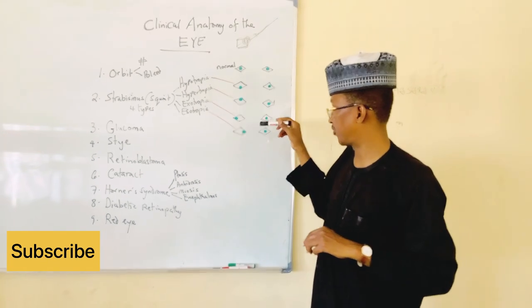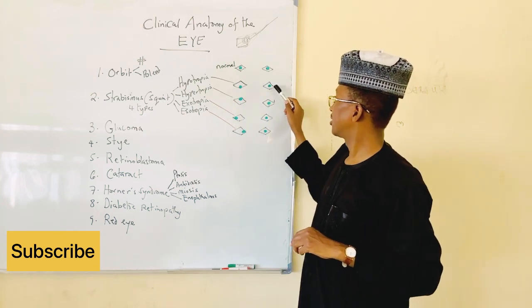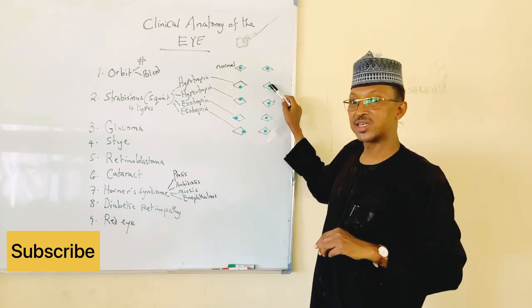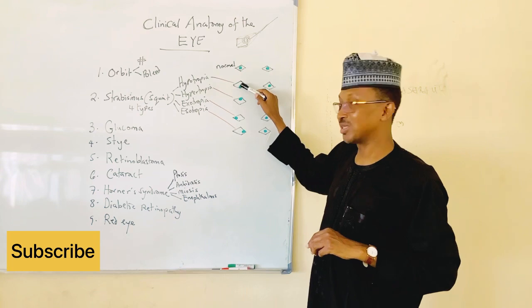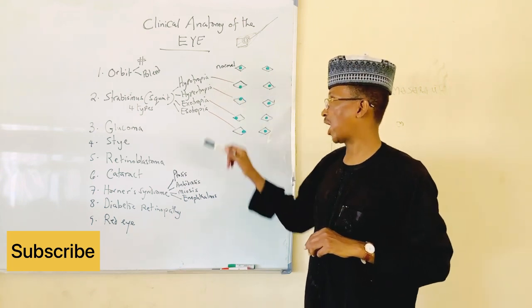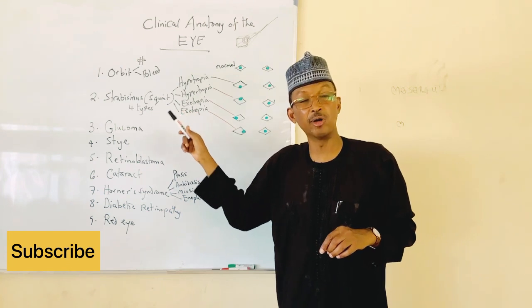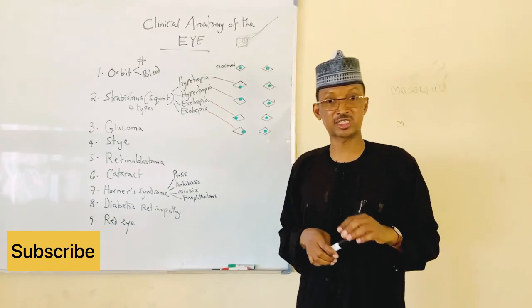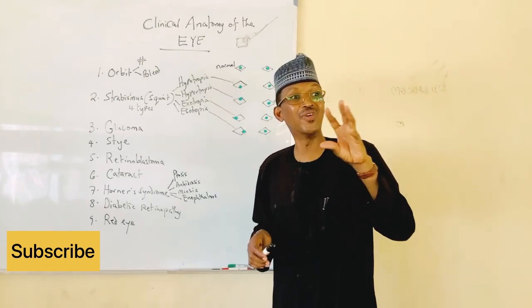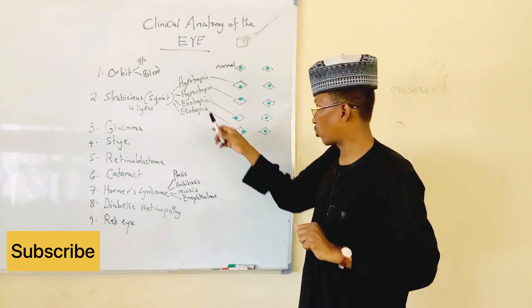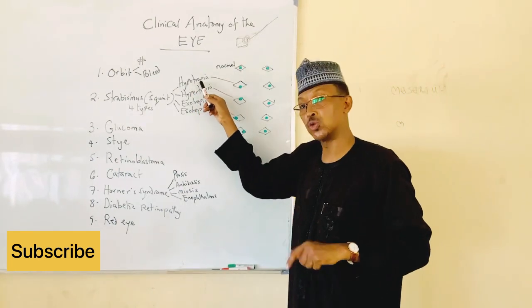That is the black portion of it. So once you have that, one is located at the center, the other one is located down. That is what we call hypotropia. It's one category of strabismus, because strabismus is made up of 4 varieties. We call number 1 hypotropia.